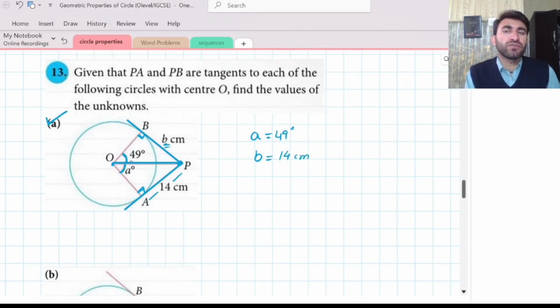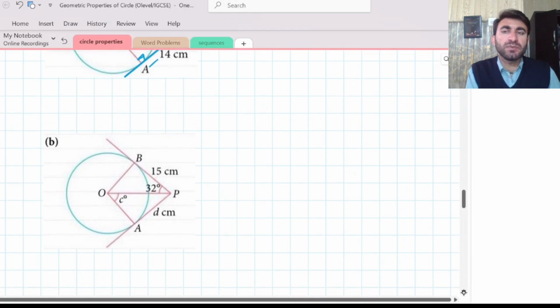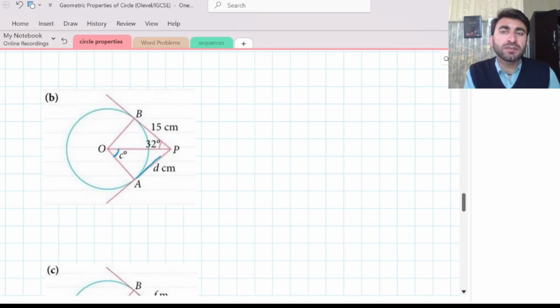Okay, first thing, that the line segment that joins center with the point of intersection of tangents, it bisects the angle at the center as well as the angle over here at the point of intersection. So now moving to B part. In B part, we are to find the value of one angle C over here and the length of tangent PA, which is marked as D.